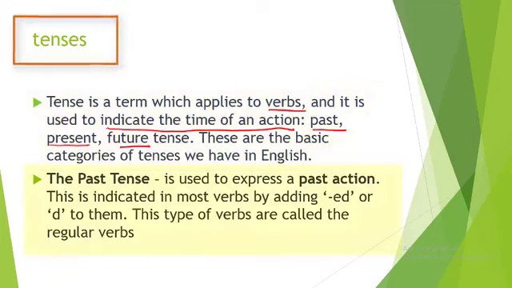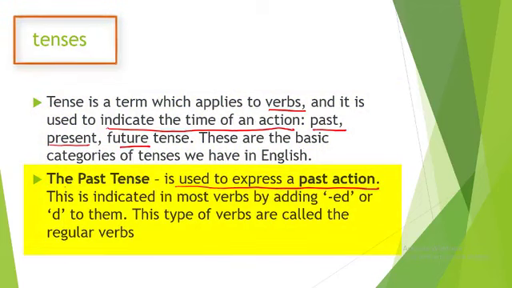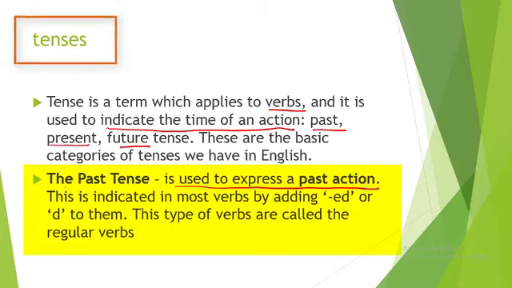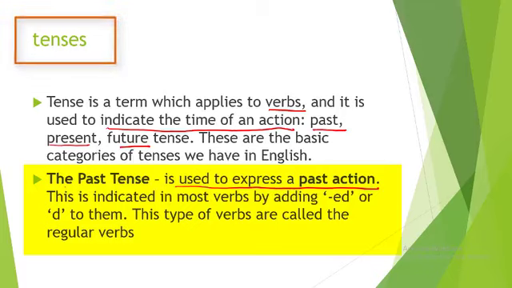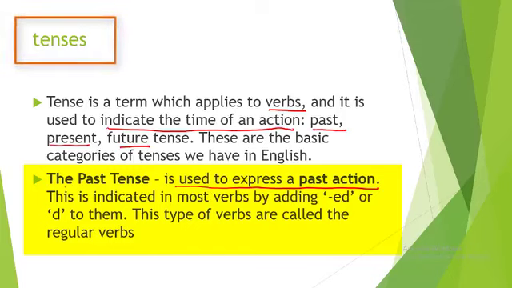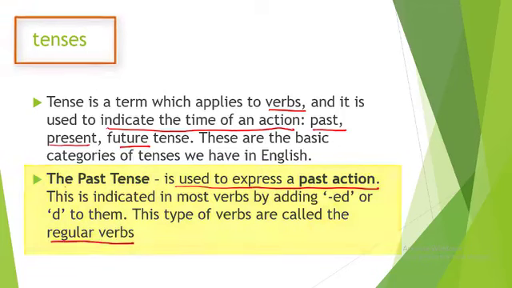So let's look at the past tense verb. The past tense is simply used to express a past action, an event that has taken place. How do we form the past tense of verbs? By adding D or ED to the main verb, and that is what we call regular verbs. So regular verbs are verbs that form their past tense by D or what? ED.